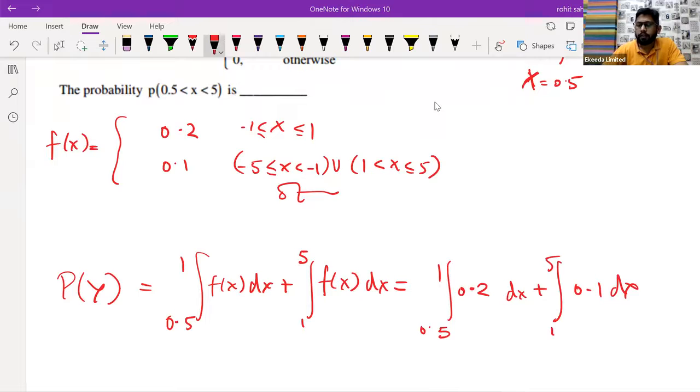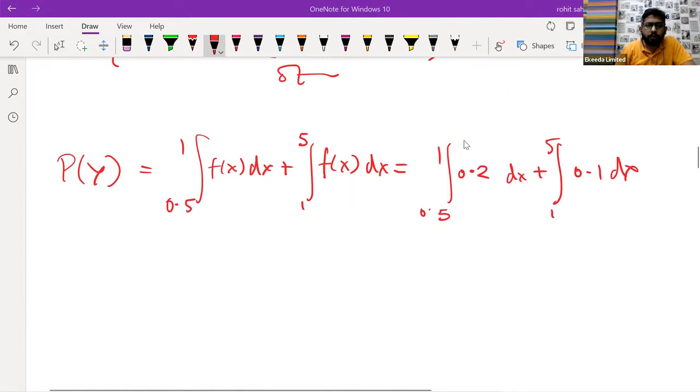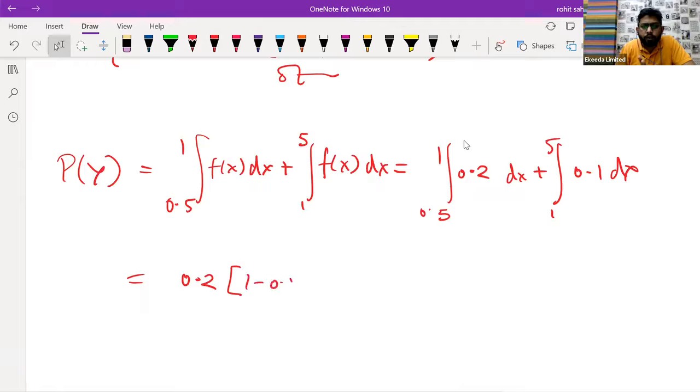Let's just check. Please check your answer once again. So the integration for both the cases will be x. I'm just putting the limits: 0.2 times 1 minus 0.5 plus 0.1 times 5 minus 1. So 0.5 of 0.2 will be 0.1. Yeah, 0.1. And 4 times 0.1 should be 0.4. Is it?